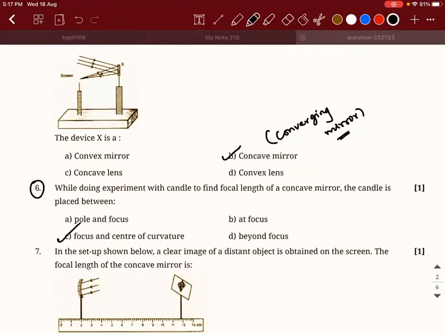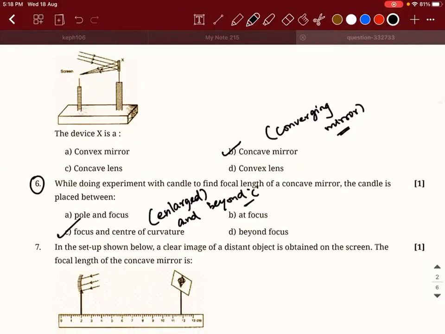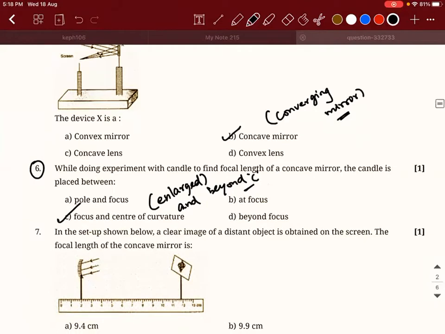What is the reason for it? If you place it between the focus and center of curvature, the image will be enlarged, and it will be beyond C. That is the reason. Okay, so write down the reason. It should be enlarged and beyond C.